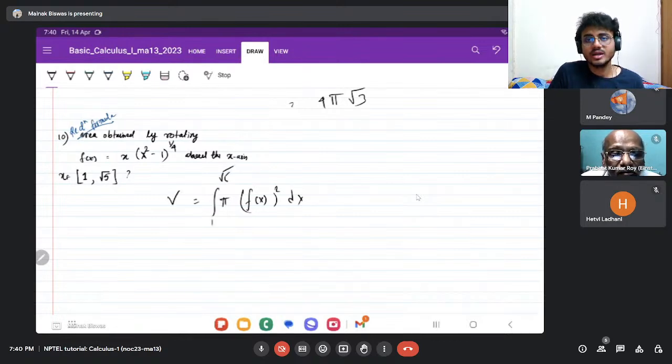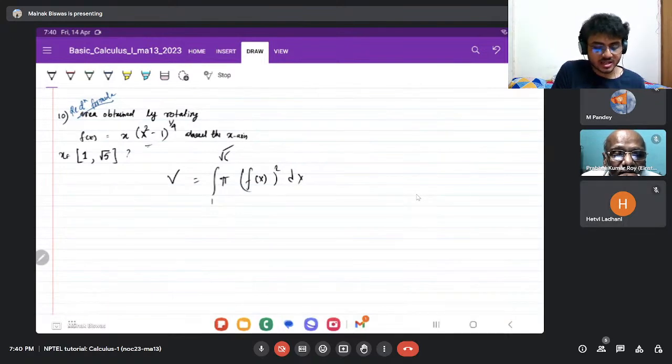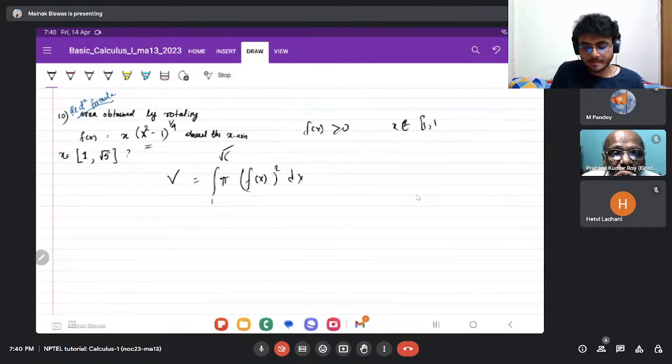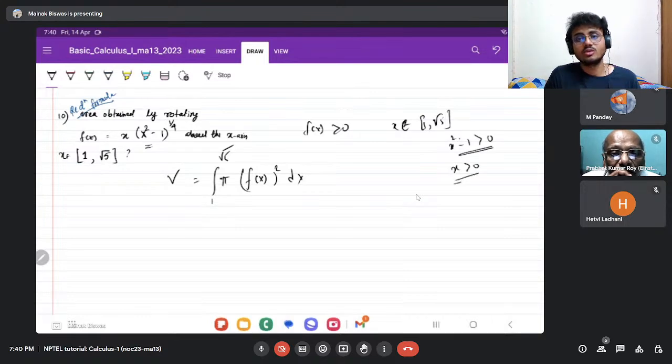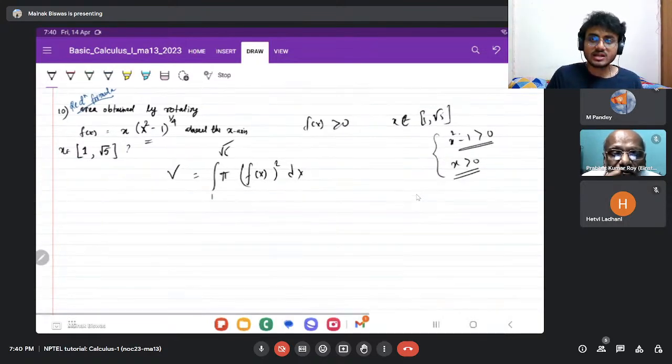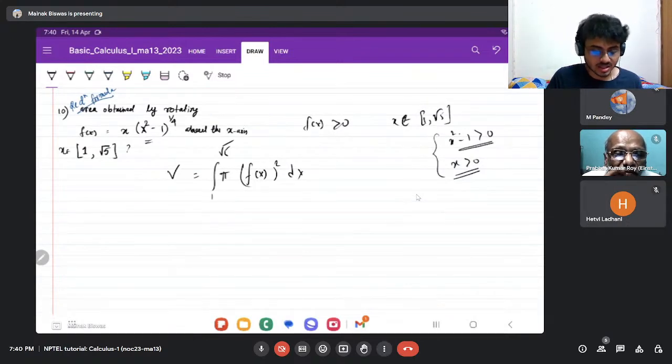It's equal to volume, right? So you agree f(x) is greater than 0 for all x belonging to 1 to root 5, right? x square minus 1 is greater than 0, and x is greater than 0. So it's always greater than 0. So we can take the rotation about the x-axis.